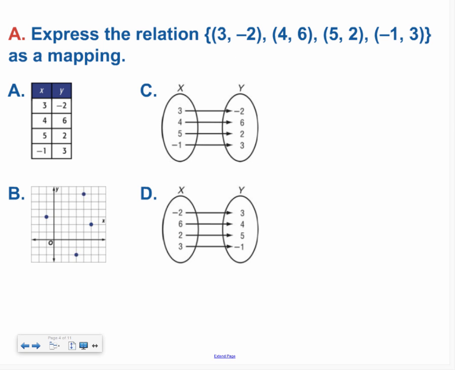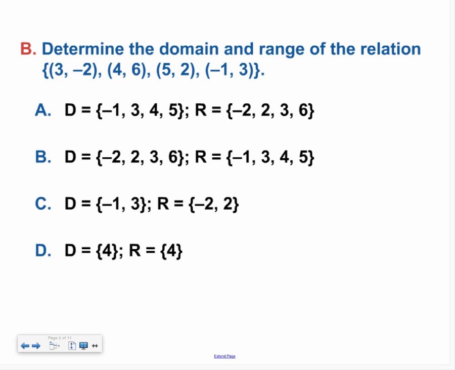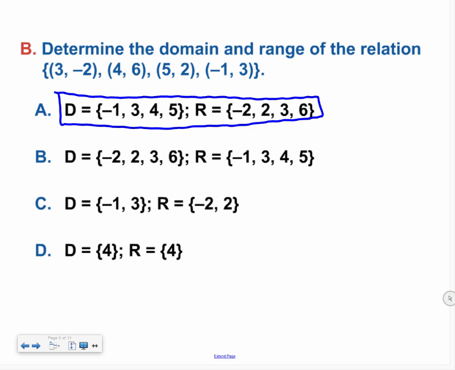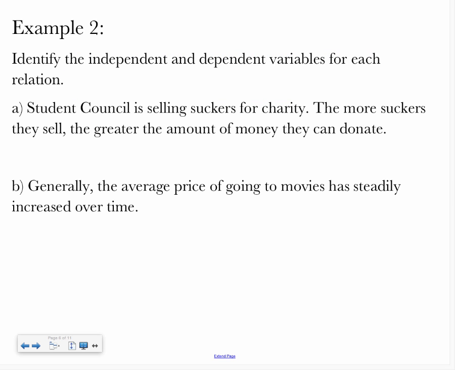Your turn to try to express the relation as a mapping. Which one is correct? Hopefully you said letter C here was the correct answer. If you have any questions on that, be sure to ask and try this next one. Determine the domain and range of the relation. Hopefully you said the domain was -1, 3, 4, and 5, and our range was -2, 2, 3, and 6. Let's take a look at example 2 together.